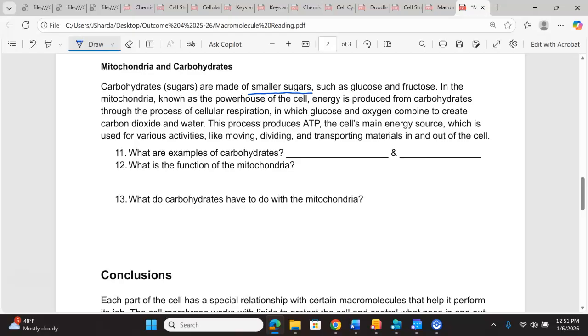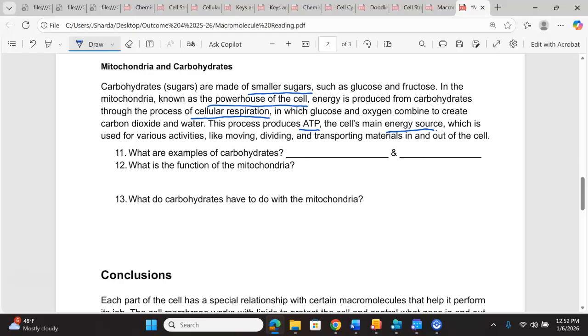In the mitochondria, known as the powerhouse of the cell, seems important, energy is produced from carbohydrates through the process of cellular respiration. Probably heard that before, so let's underline it again. In which glucose and oxygen combine to create carbon dioxide and water. This process produces ATP, the cell's main energy source, which is used for various activities like moving, dividing, and transporting materials in and out of the cell.